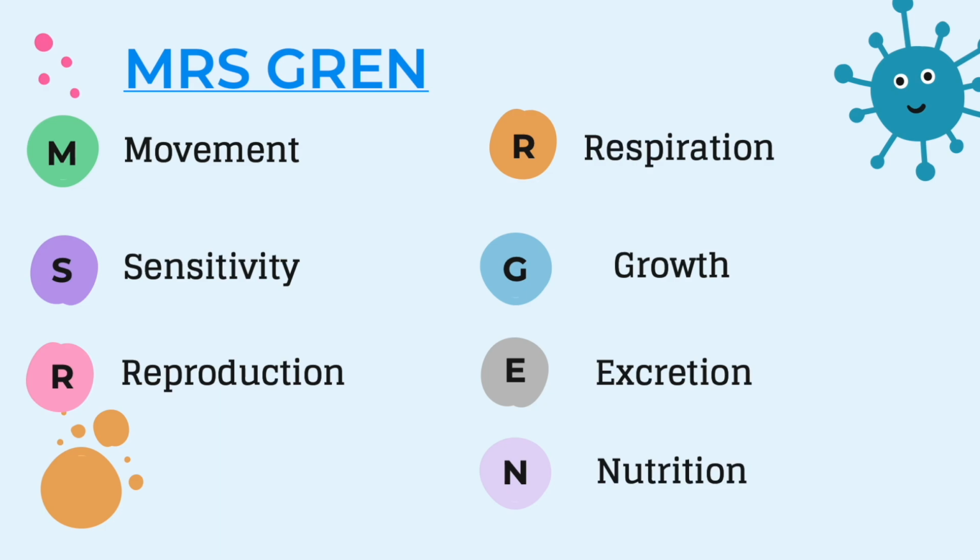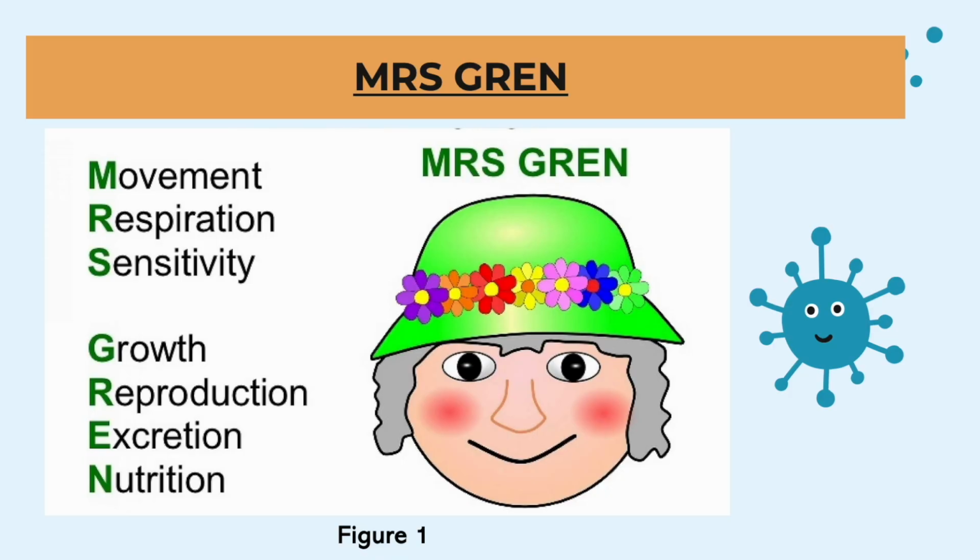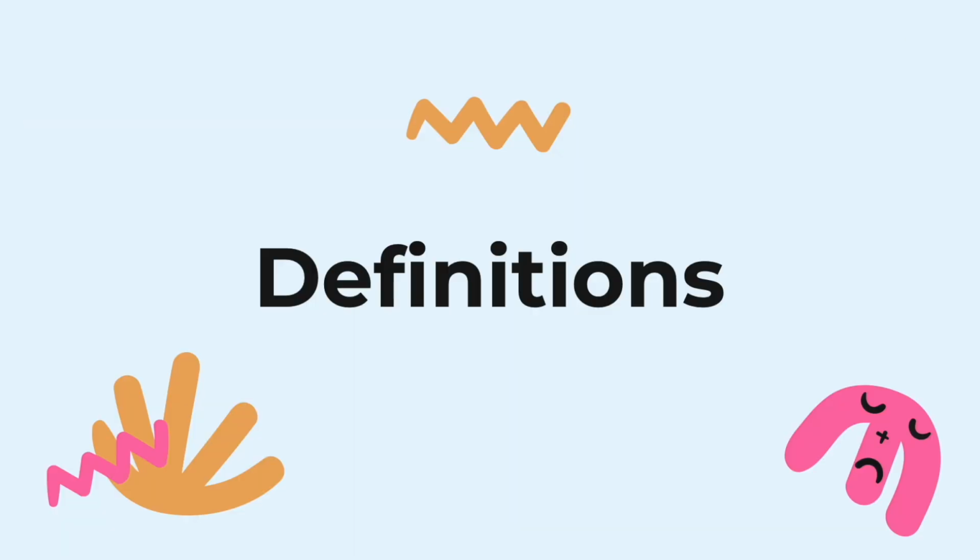So the M stands for motion, the first R is for respiration, S is for sensitivity, G is for growth, the second R is for reproduction, E is for excretion, and N is for nutrition. And this is the actual Mrs. Gren. We thought this picture may help you remember her. So let's get into more detail and define the characteristics of living organisms.